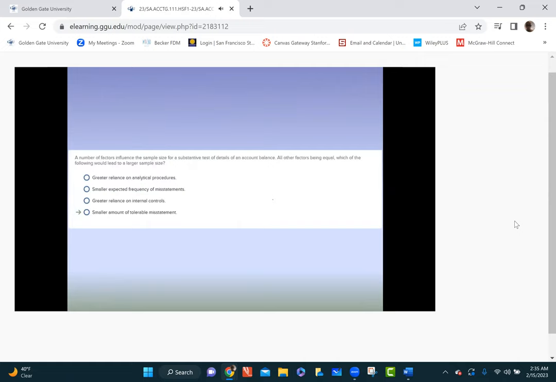But let's go ahead. I can promise you, I'm going to ask you questions like this one that you see on the screen that are going to ask how those various factors on that one slide that I put the star on are going to affect sample size. So a number of factors influence the sample size for a substantive test of details of an account balance. All other factors being equal, which of the following would lead to a larger sample size? Greater reliance on analytical procedure. Let's think about that for a second.